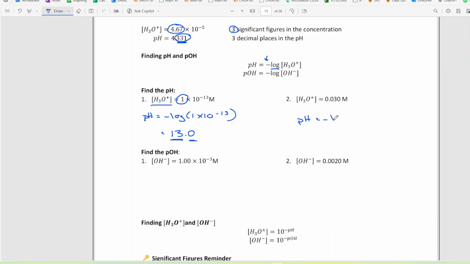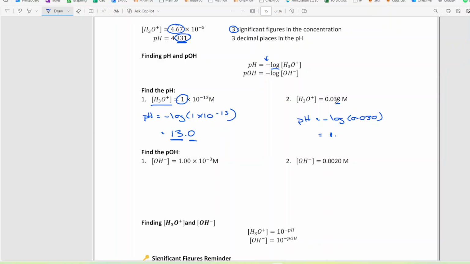So the pH is going to be negative log of 0.030. What does that come out as? I feel like that's going to be very acidic. So negative log of 0.03 gives me a pH of 1.